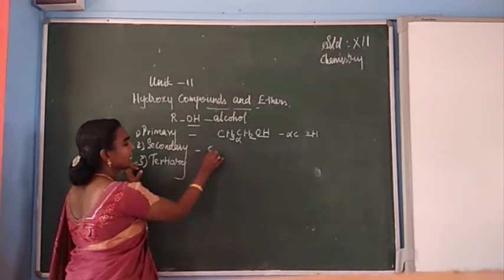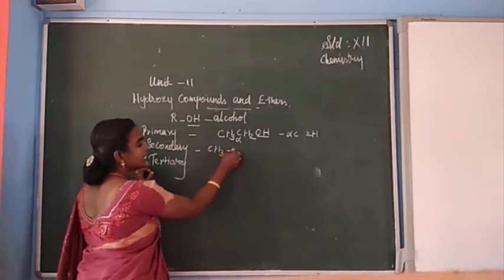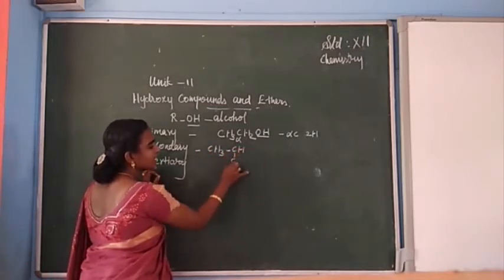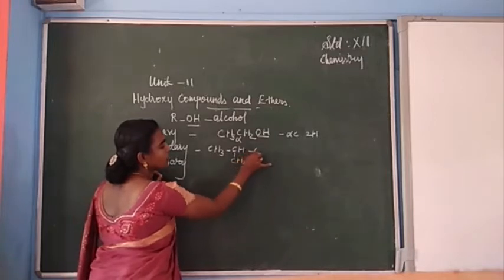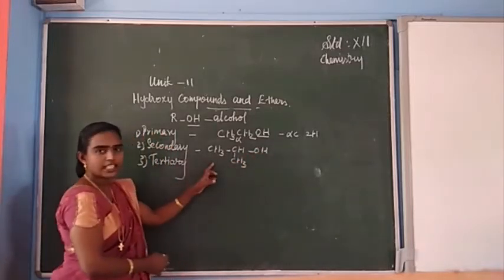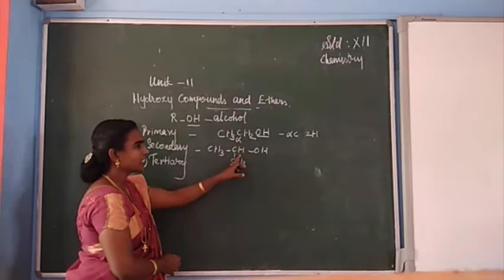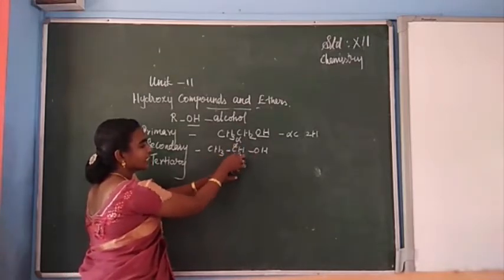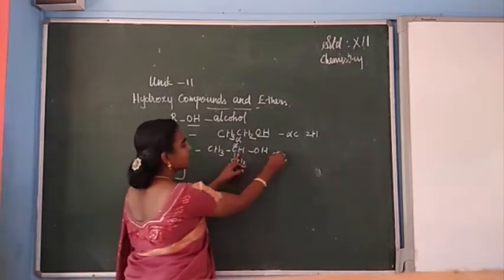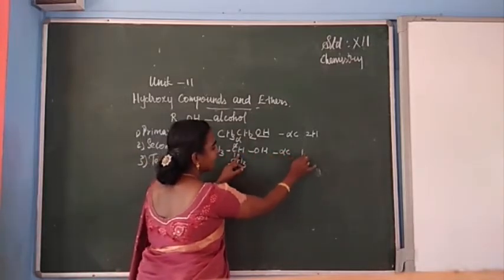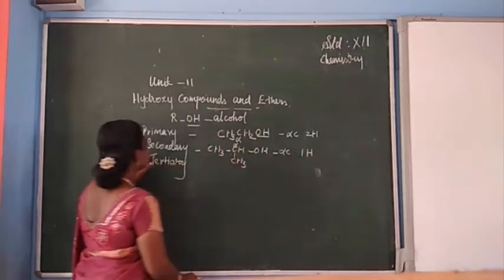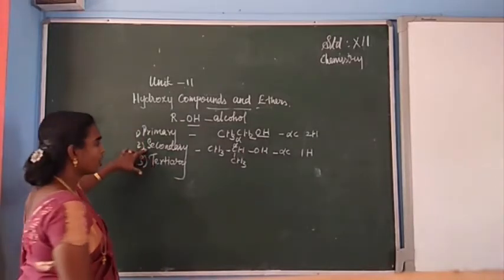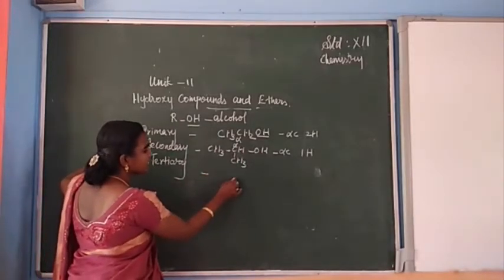Next compound we can write CH3, CH, CH3, OH. Consider this compound. So this is the alpha carbon. If the alpha carbon contains one hydrogen atom, it is taken as secondary alcohol. So next we can see tertiary alcohol.